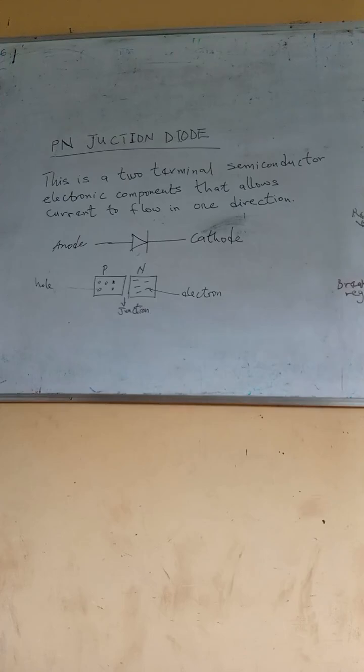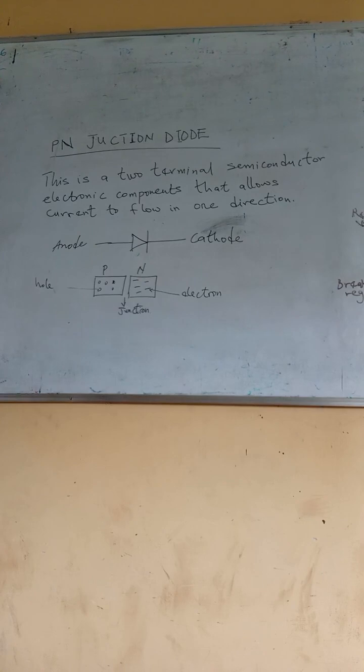This time around, we want to talk about the PN Junction Diode. This diode is a two-terminal semiconductor device formed by joining two semiconductor materials, P-type and N-type, and it allows current to flow in one direction. So we'll look at that definition and describe what a PN junction diode is.